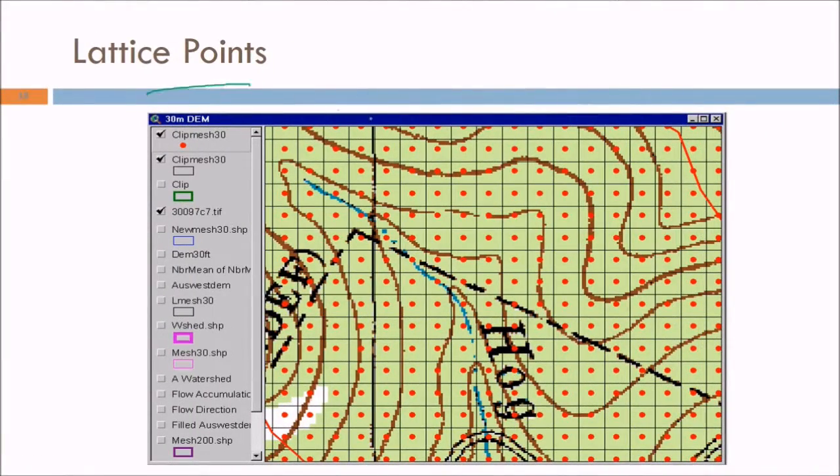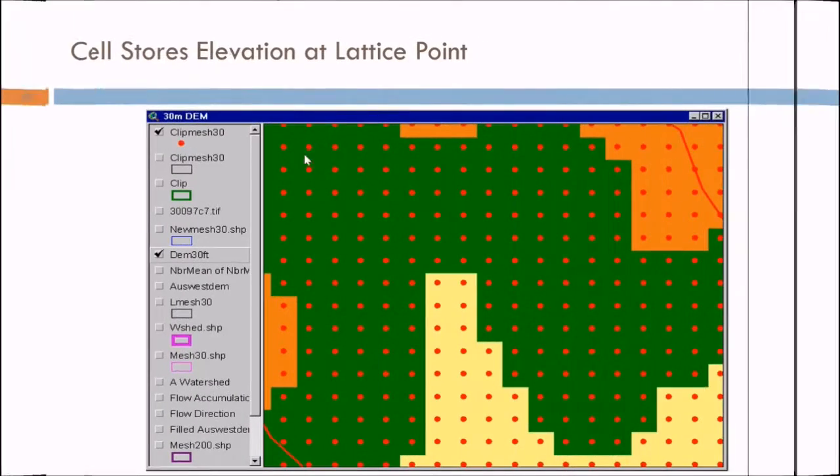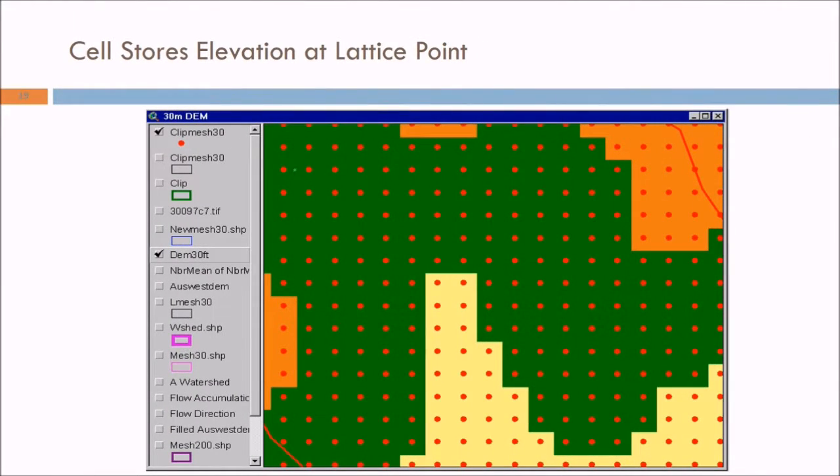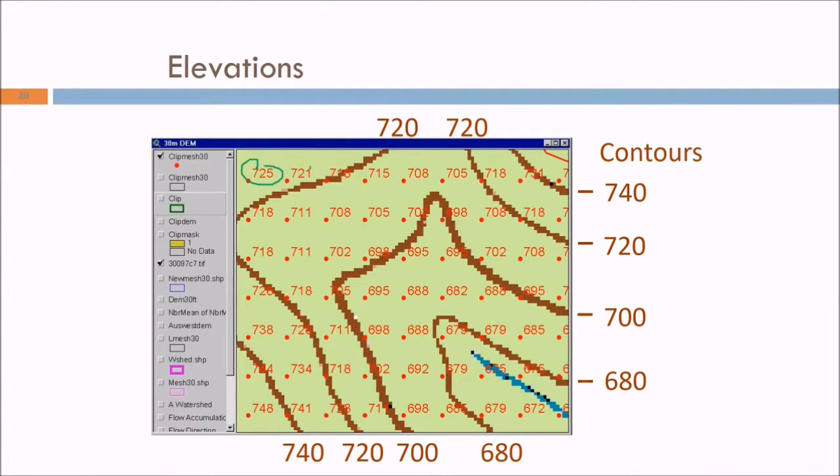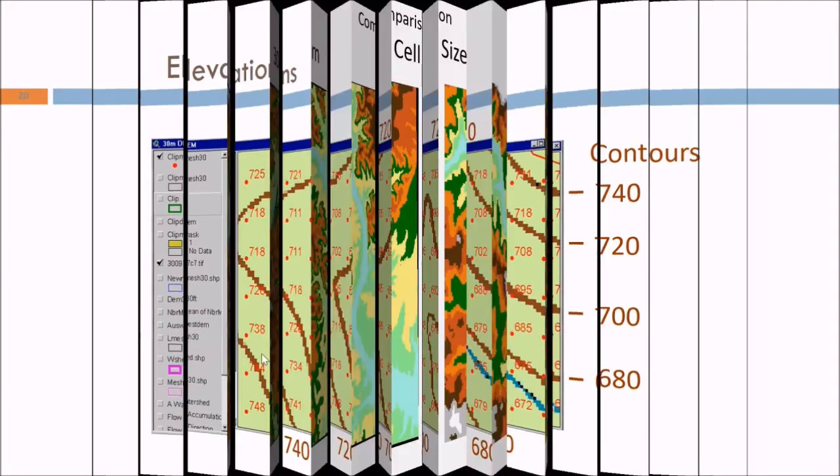These are the lattice points you see. These red dots are the lattice points, and these are the cells which store the elevation at each lattice point. So now finally we can get the elevation, and these are the contours. Contours are the lines with equal elevation. All the points on this contour will have equal elevation. So this contour is having points with 740. The elevation value is 740.